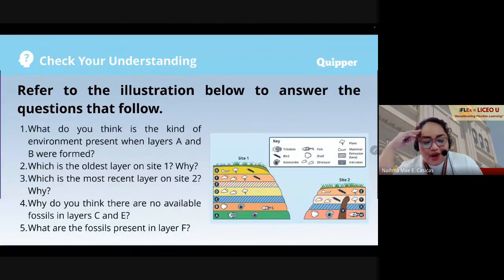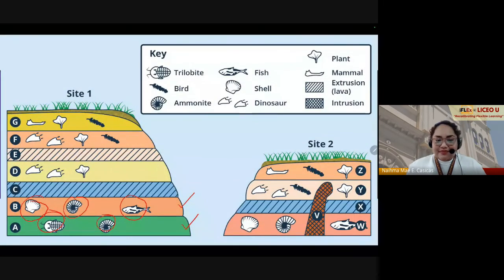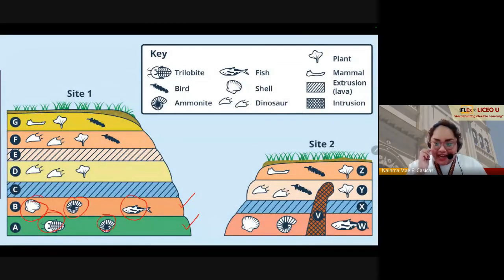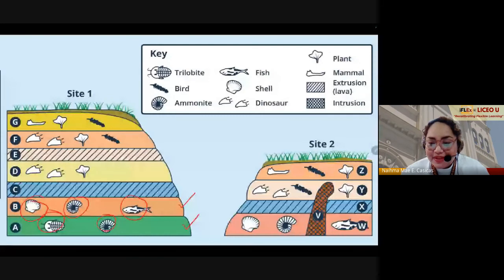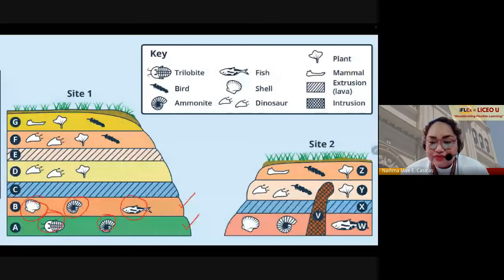Okay, number two. Which is the oldest layer in Site 1? The A, ma'am. Layer A. Okay, because it is at the very bottom, so that will be the oldest layer. Okay, number 3. Which is the most recent layer on Site 2? Z, ma'am. Okay, that's layer Z.